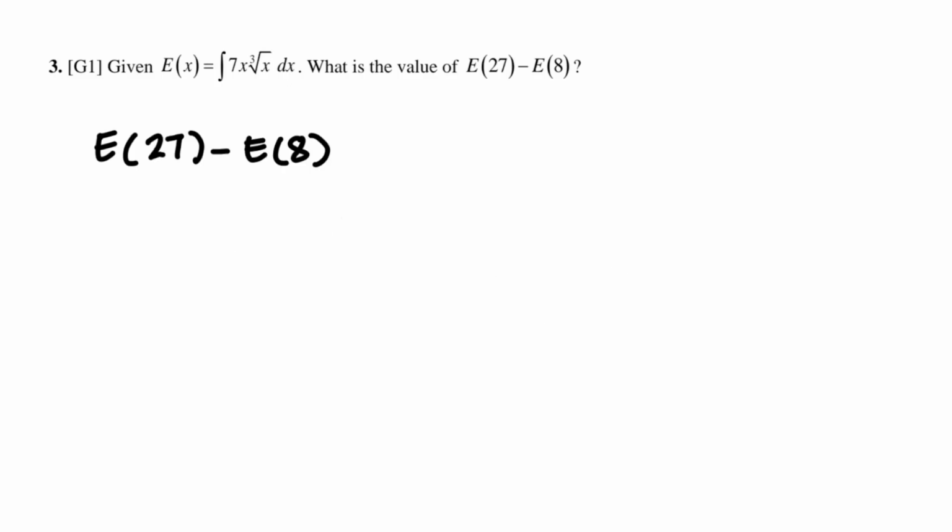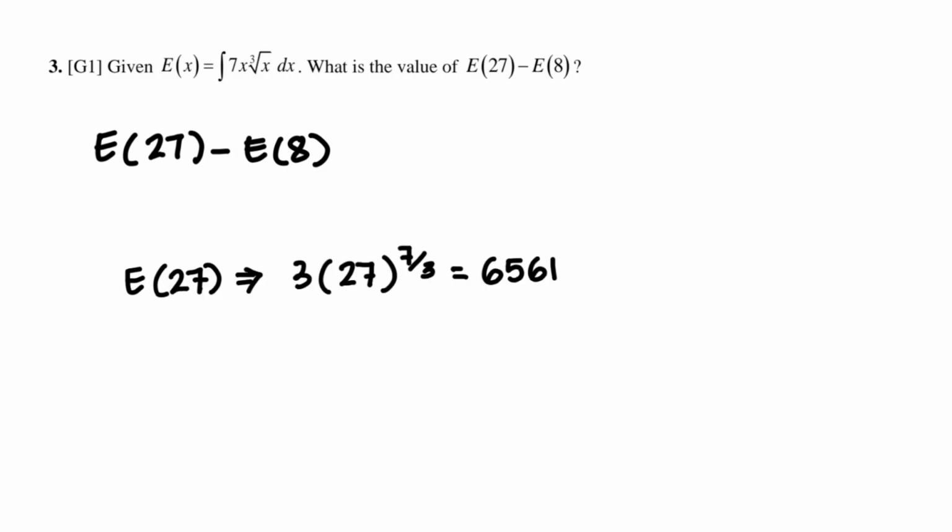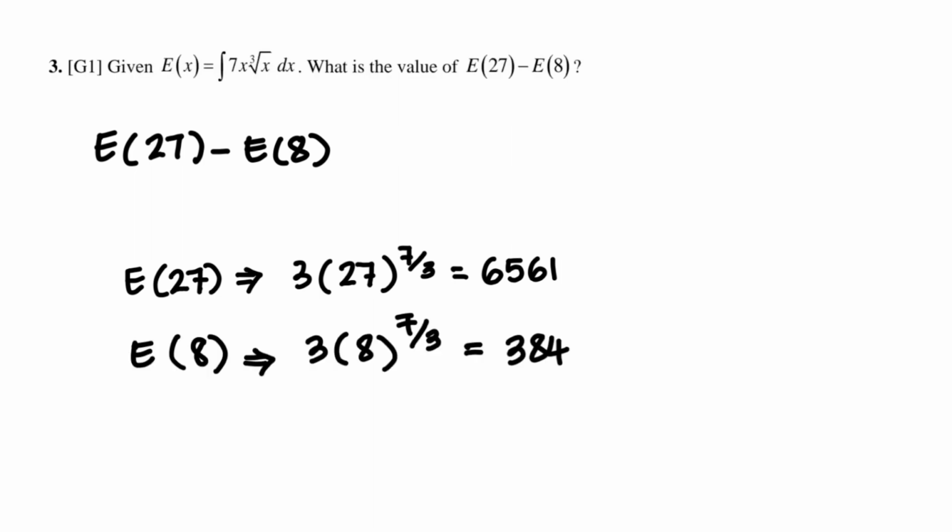For the last step, we are going to solve for F of 27 minus F of 8. For 27, multiply 3 by 27 to the power of 7/3. That will be equal to 6,561. Now for 8, multiply 3 by 8 to the power of 7/3. That is equal to 384.